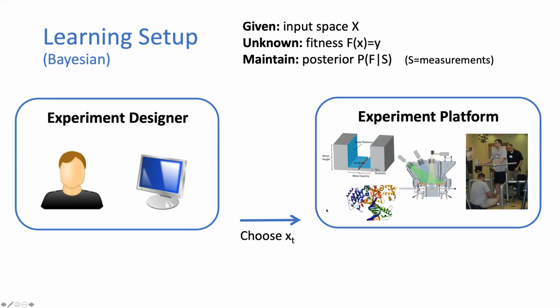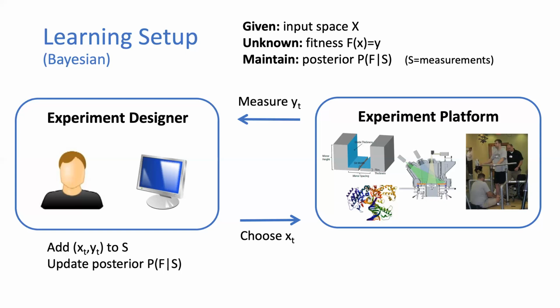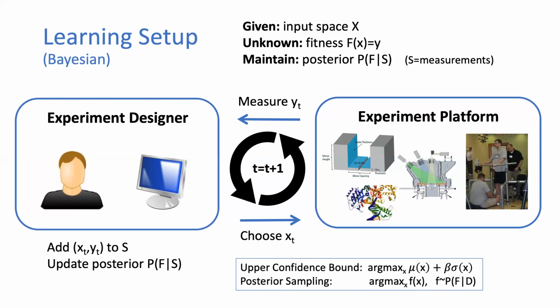And so the experiment designer chooses an action in the input space. We run the experiment of this action, which you can think of as a configuration of some system for the purposes of this class. And then we get a measurement back. And then we add this data point to our training set, and we update our Bayesian beliefs. So we update our posterior. And then this process repeats. And that's the basic idea of Bayesian optimization. And there are some fairly popular algorithms for solving this problem, such as upper confidence bound and posterior sampling. We'll talk about those in a little bit more detail in a few slides.